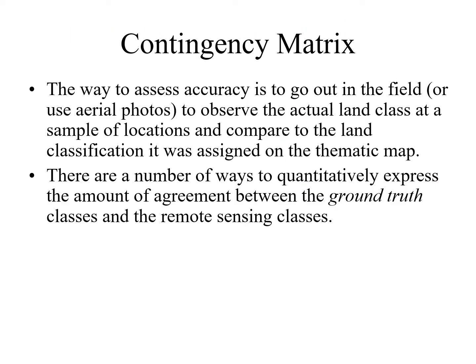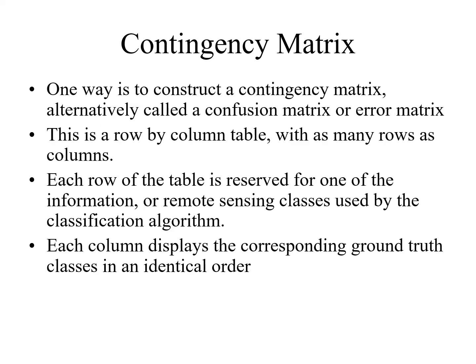Okay, so how do we actually do this analysis? Well, we do it using a tool called the contingency matrix. So we go out in the field, or we use aerial photos to observe the actual land class at a sample of locations and compare the land classification as it's assigned on the thematic map. There's a number of ways to quantitatively express the amount of agreement between the ground truth classes and the remote sensing classes.